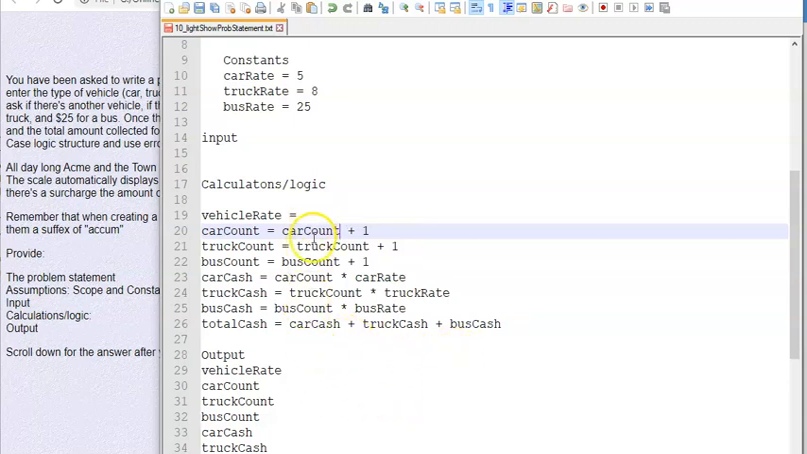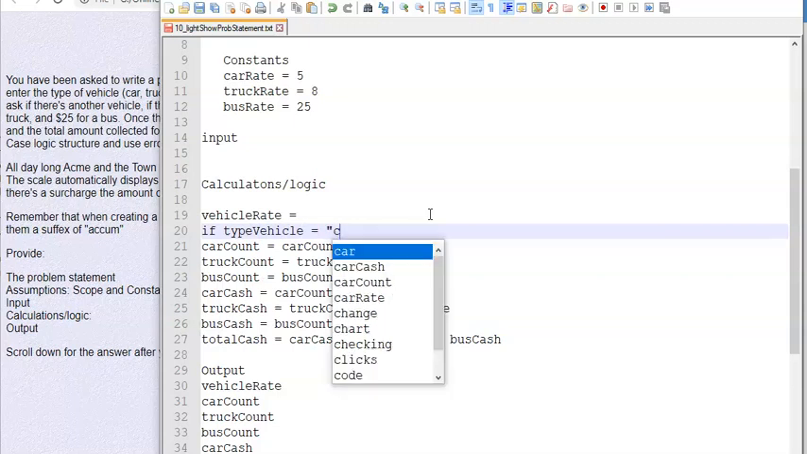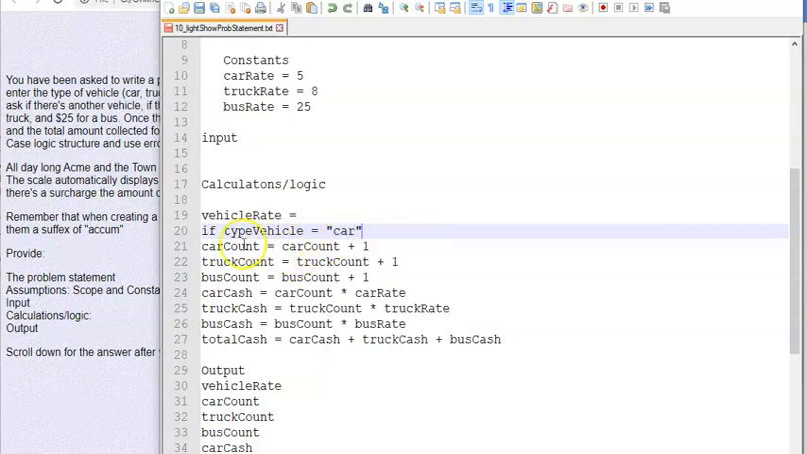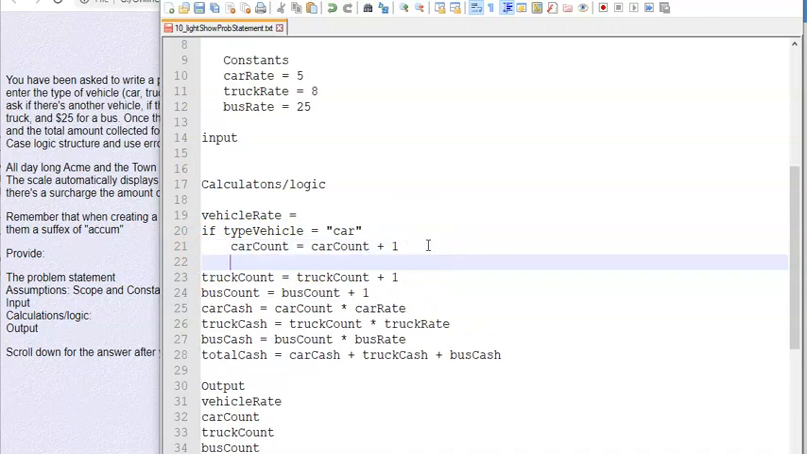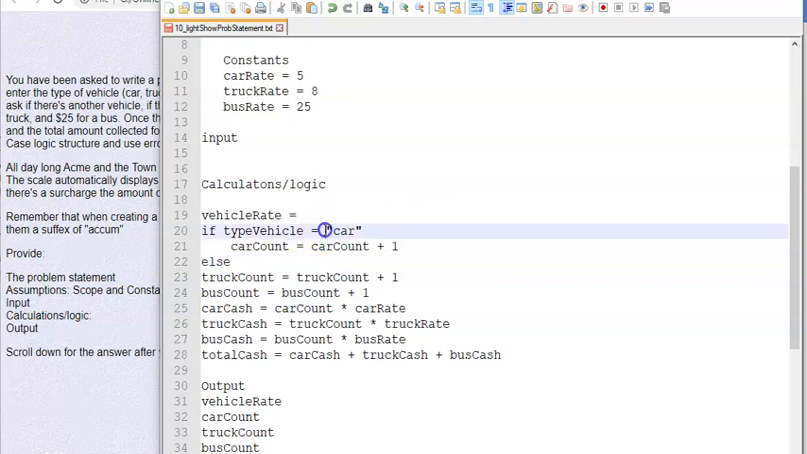Now, of course, we can't do all this at the same time. We only want to do the car stuff when it's a car. So we're going to say that if type vehicle equals car, well, then we're going to do the car count. If it's not a car, then we will do truck.